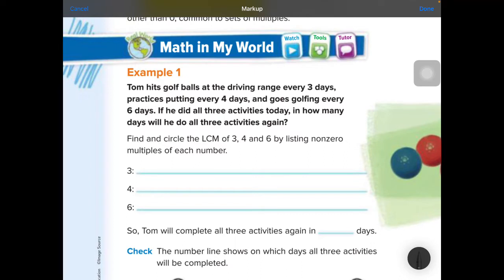For example, Tom hits golf balls at the driving range every 3 days. Practices putting every 4 days and goes golfing every 6 days. If he did all 3 activities today, in how many days would he have to do all 3 activities again? So pretty much they're just trying to give you a scenario where you're going to list the multiples of 3, 4, and 6, but you're going to skip count. So remember, LCM, least common multiple, is skip counting.